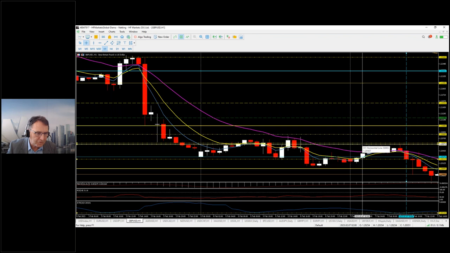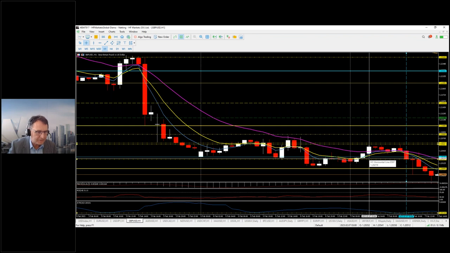Sometimes the candle goes through the 20 as well. So that would be the entry. It didn't at this point. So that would have been our long position. Let's not make out that this is always going to be a winner. That looked okay, didn't it?